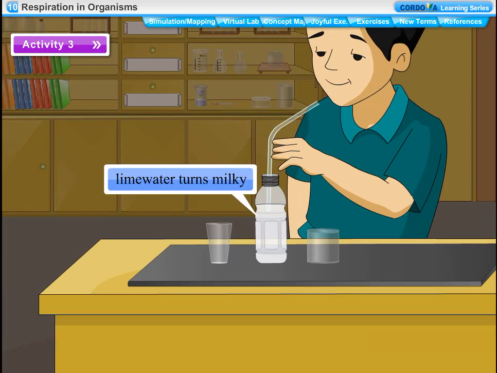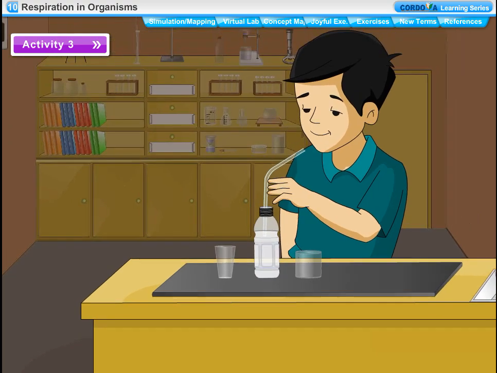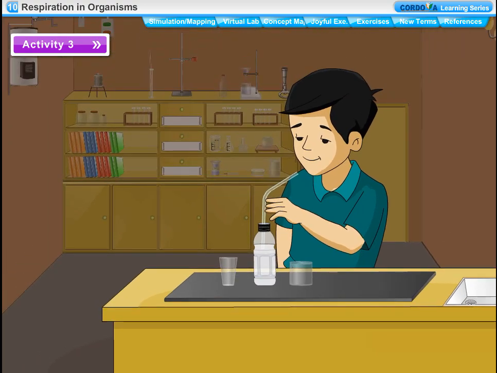Observation: the lime water in the glass or plastic bottle turns milky. We know that carbon dioxide gas turns lime water milky. Conclusion: the exhaled air contains carbon dioxide gas. So, we conclude that carbon dioxide gas is produced during respiration.